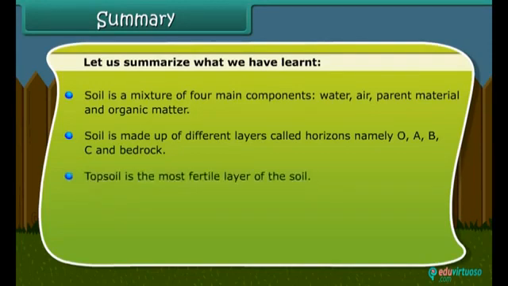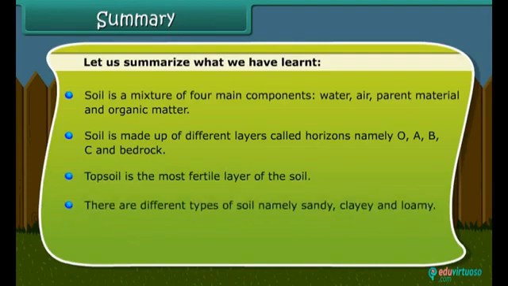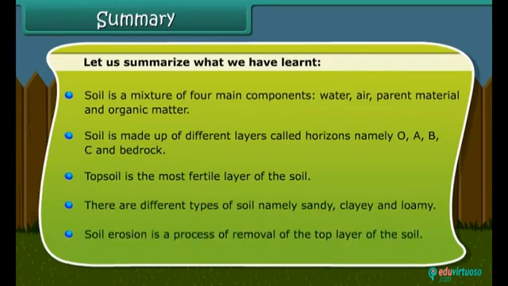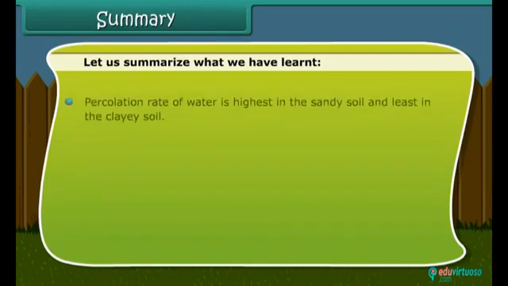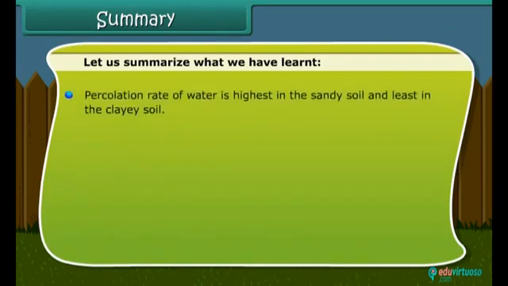Topsoil is the most fertile layer of the soil. There are different types of soil, namely sandy, clay, and loamy. Soil erosion is a process of removal of the top layer of the soil. Percolation rate of water is highest in the sandy soil and least in the clay soil.